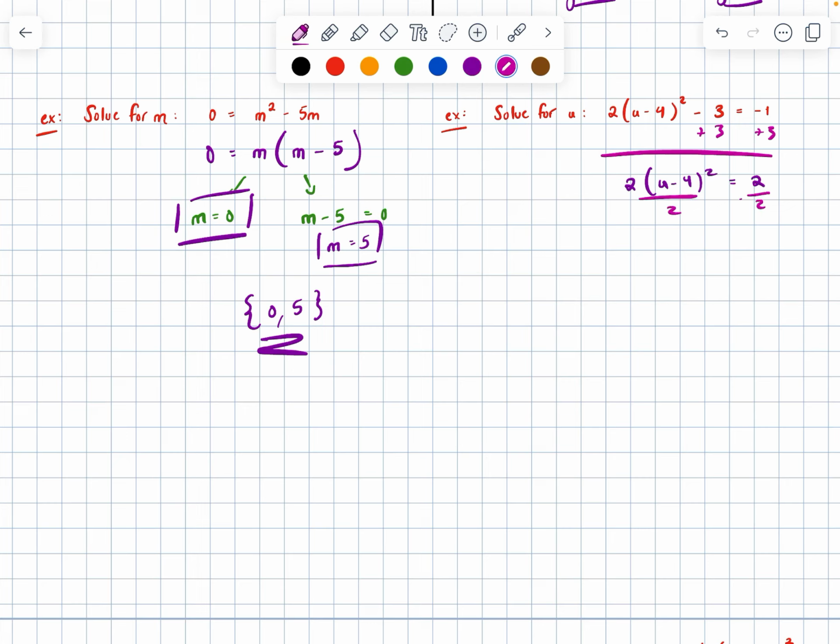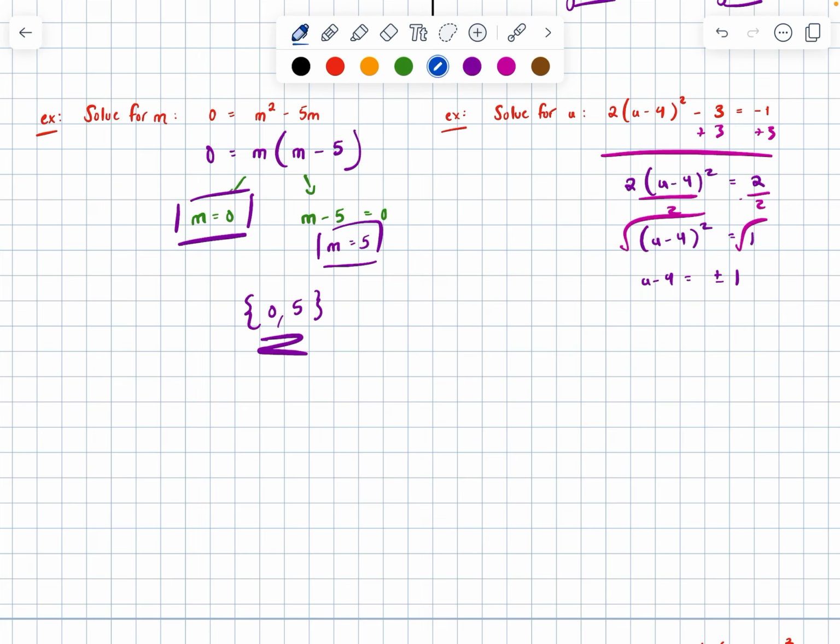Now let's do our multiplication division. I'm going to divide both sides by 2 to reveal that u minus 4 quantity squared is equal to 1. To get rid of that square, let's take the square root of both sides. That's going to leave me with u minus 4 is equal to plus or minus 1. Whenever I take a square root, add a plus or minus.